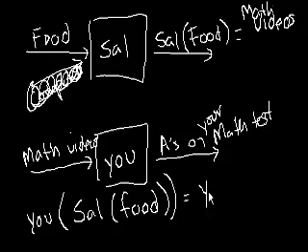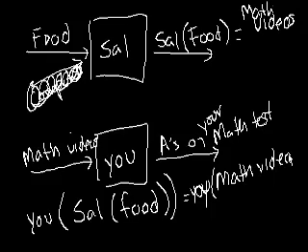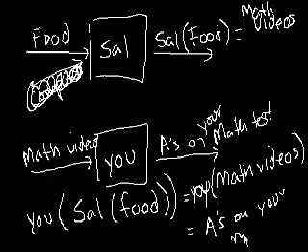So this is the same thing as U of, oh, sorry, U, that's Y-O-U. I'm trying to confuse you. U of math videos, right? And we already said, if you put math videos into the function called U, or whatever your name might be, then it produces A's on your math test. So U of math videos equals A's on your math test. So U of Sal of food will produce A's on your math test.